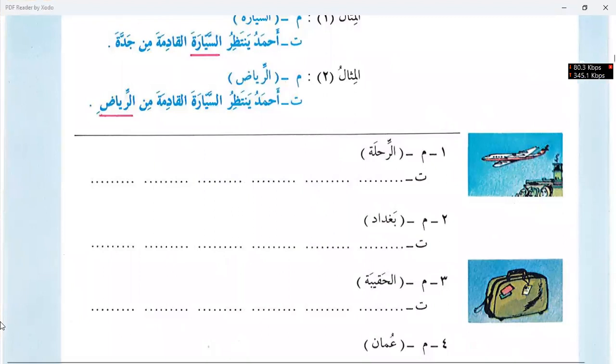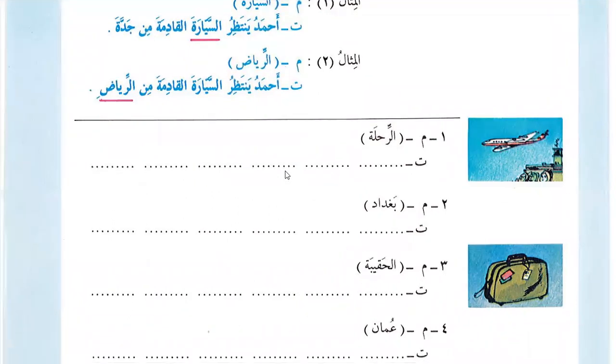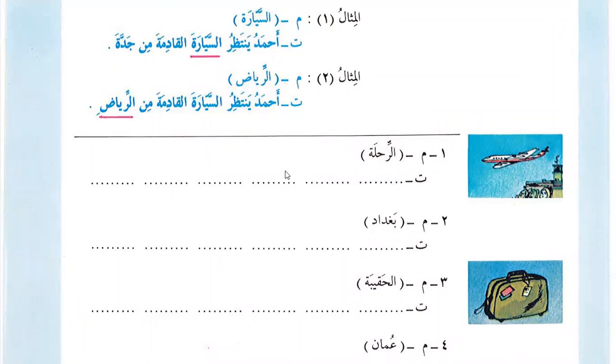Wrong answer. What is رحلة? Aeroplane. No, no. Aeroplane is طيارة. So أحمد ينتظر. حافلة is bus. I don't know the meaning. There is a mistake. Rehla means journey, trip. Can anyone tell me what we can make here? I think it is a wrong sentence.